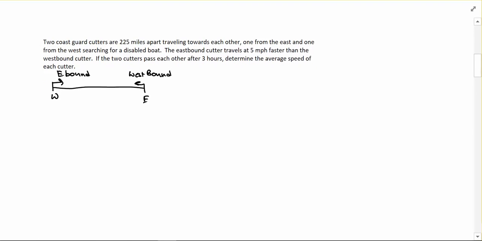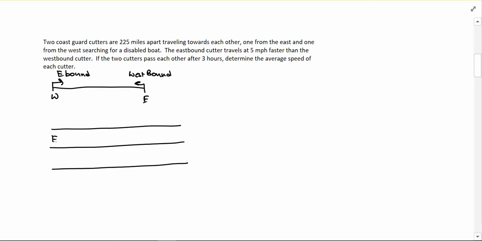Alright, so we can set this up again with a table. So we'll say eastbound, westbound, distance, speed or rate, time.